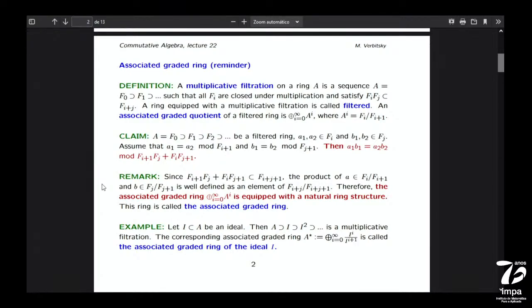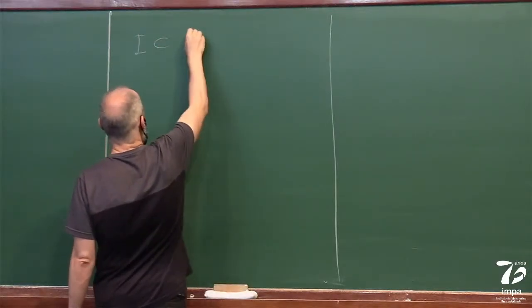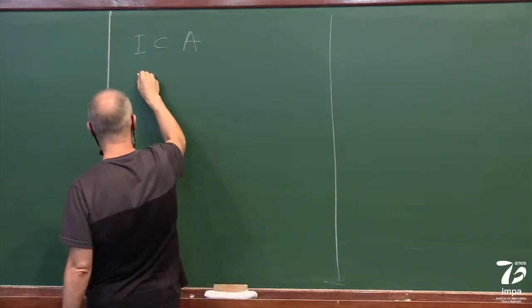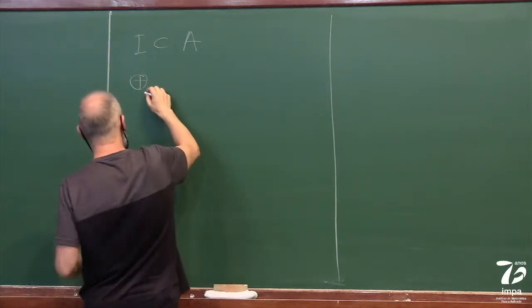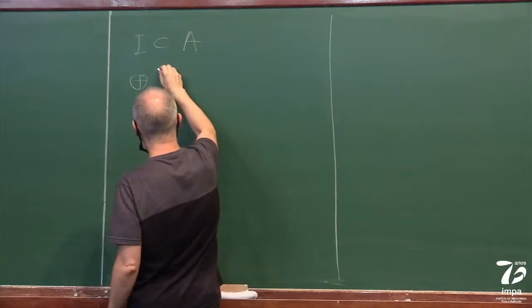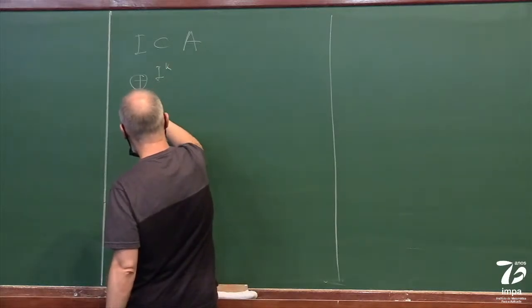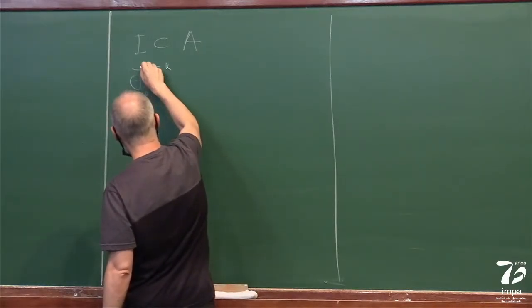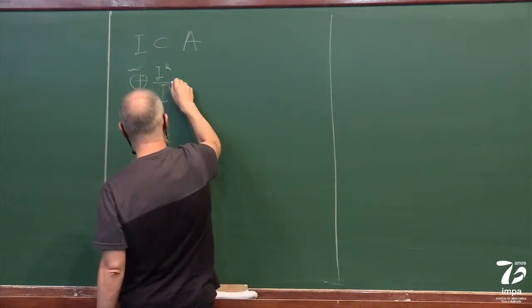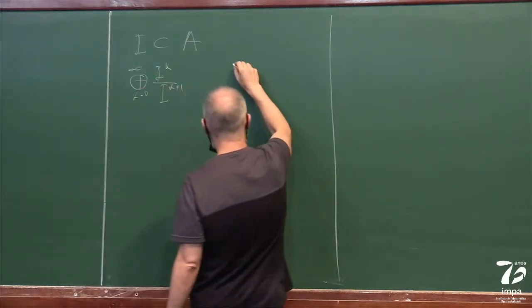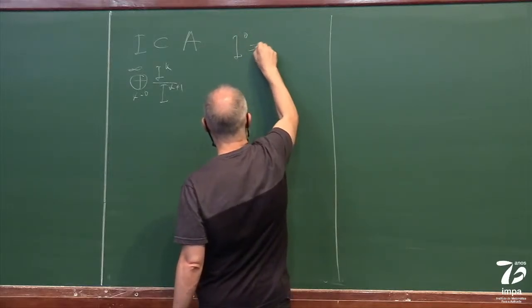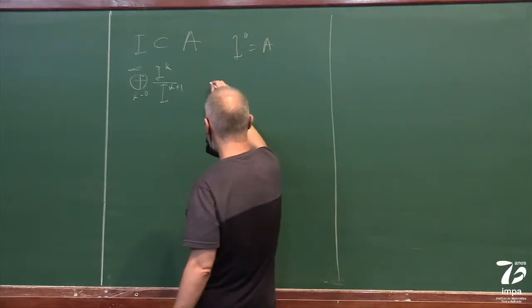Okay, so there were a couple of things which we had discussed last time. First, if you have an ideal I inside a ring A, then you can take the associated graded ring, which is a direct sum of I power k quotient by I power k plus 1, for k equals 0 to infinity. Here I use the convention that I power 0 is A. This is the associated graded ring.